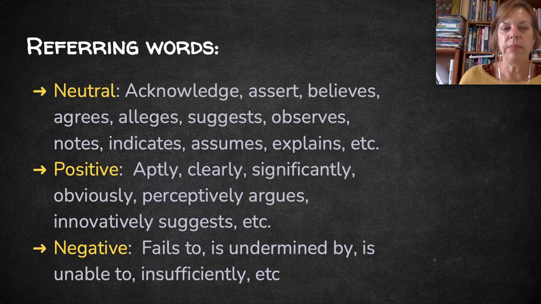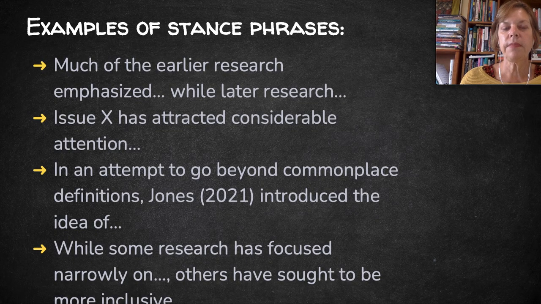So just to go through some words to consolidate this. So neutral words would be, acknowledge, Cheng acknowledges, asserts, believes, agrees, alleges, suggests. So there's no attitude involved in there. But if we go on to the positive words, aptly, clearly, significantly, obviously, perceptively, you are definitely showing a positive attitude. And then negative, fails to, is undermined by, is unable to, insufficiently deals with. There you are showing negative attitude. These are just examples of stance phrases. Look out for them when you're reading. Have a look at how they're being used.